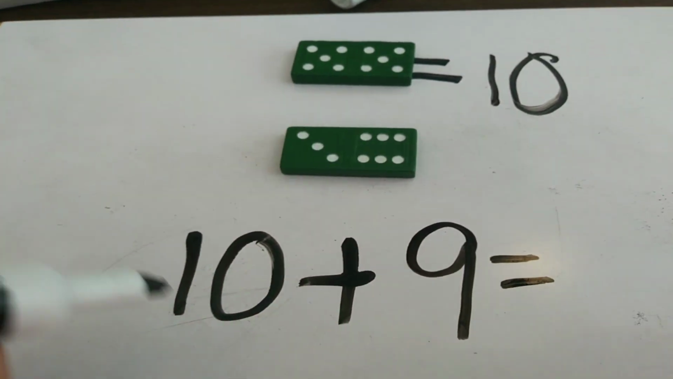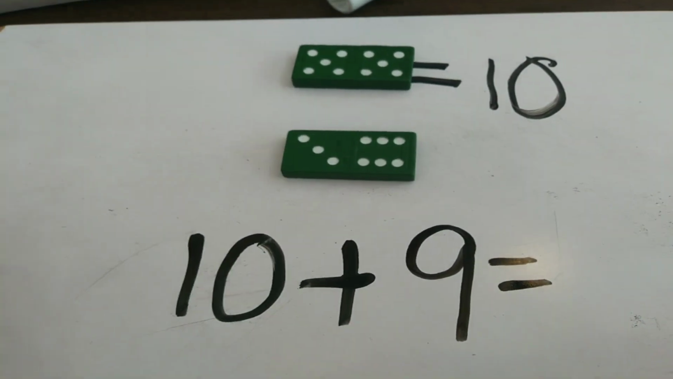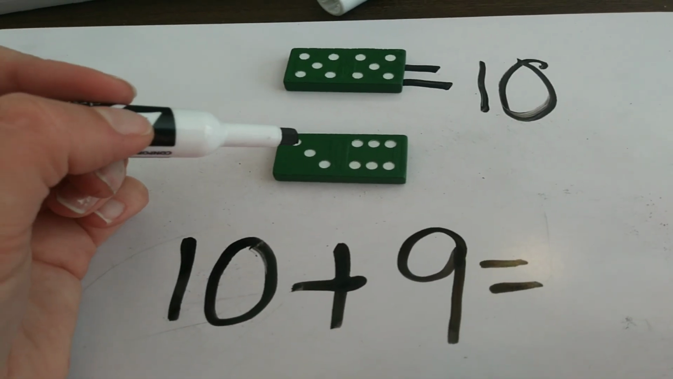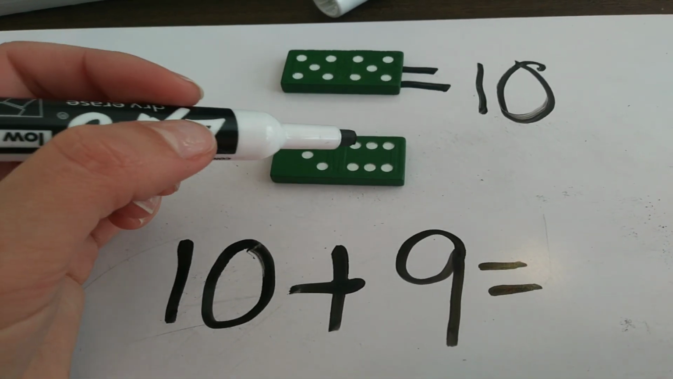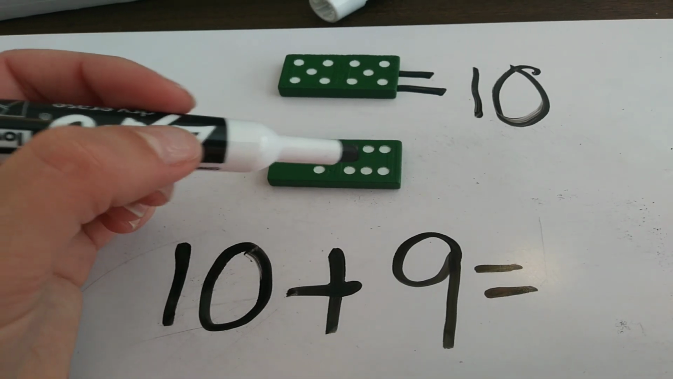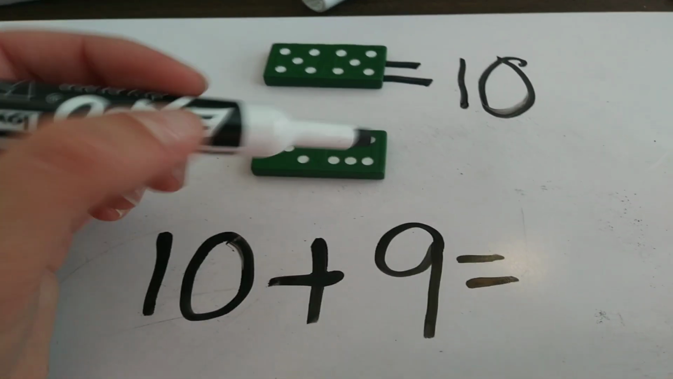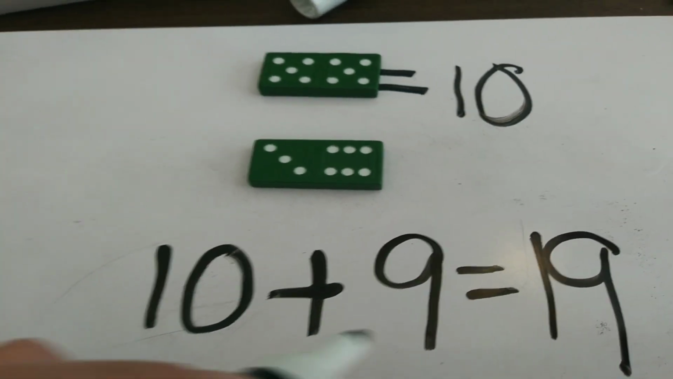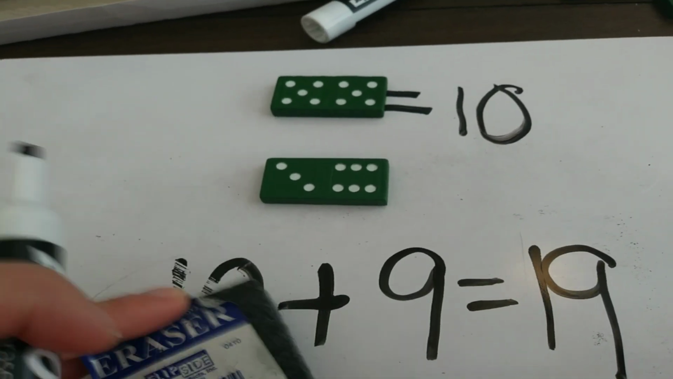There are 9. 10 plus 9 equals how many in all? Let's count up. 10, 11, 12, 13, 14, 15, 16, 17, 18, 19. Very good. So 10 plus 9 equals 19.